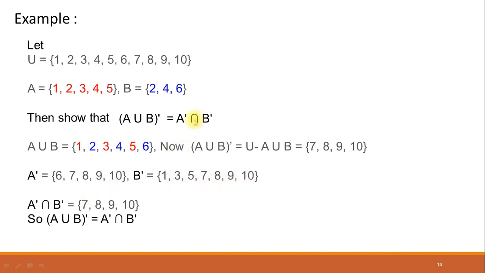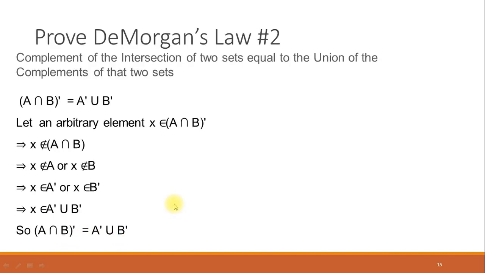So for the right hand side, find A complement intersection B complement. A complement intersection B complement will be equal to 7, 8, 9 and 10. Since the result of (A union B) whole complement is 7, 8, 9 and 10, and the result of A complement intersection B complement also contains elements 7, 8, 9 and 10, so we can say that (A union B) whole complement is equal to A complement intersection B complement.